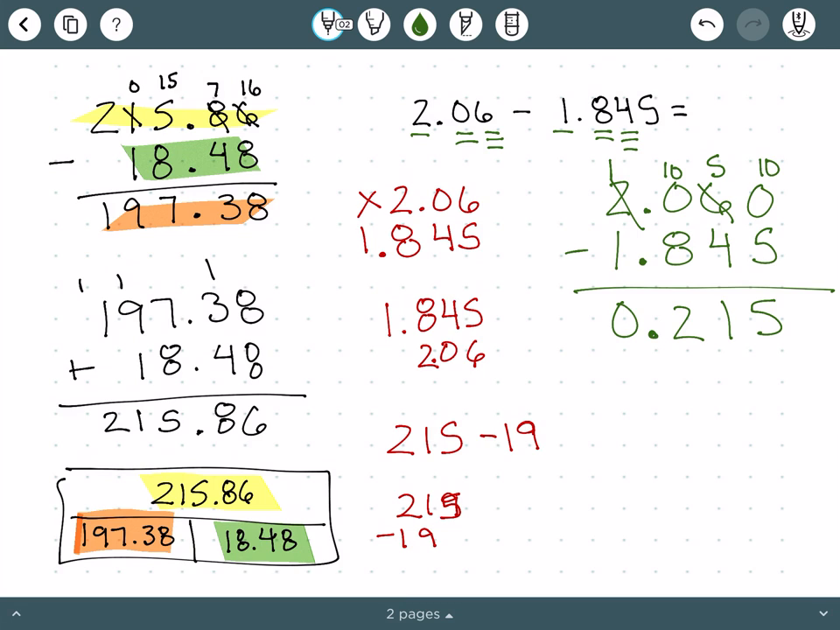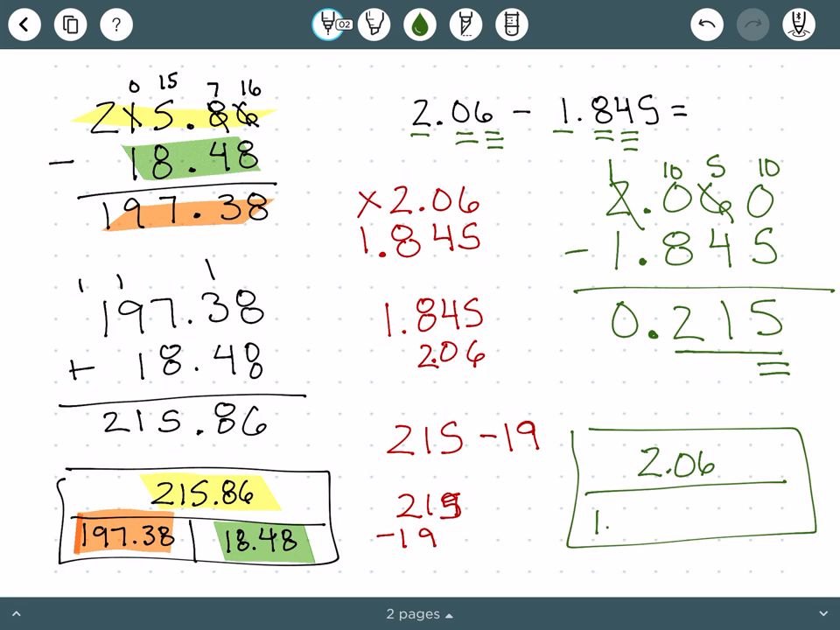So when I look at this, I realize I've got 215 thousandths is my answer. When I think about that as a bar model, I started with 2 and 6 hundredths. I've got this much on one side, and I've got this much on the other. These two work together to create that number.